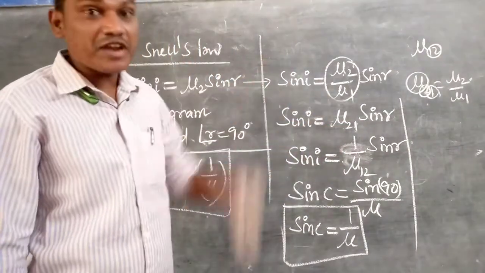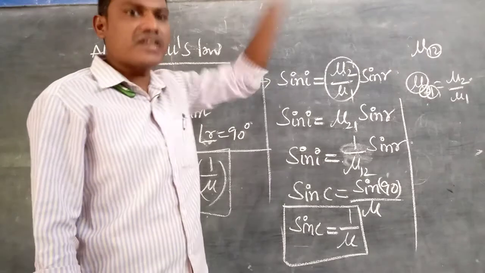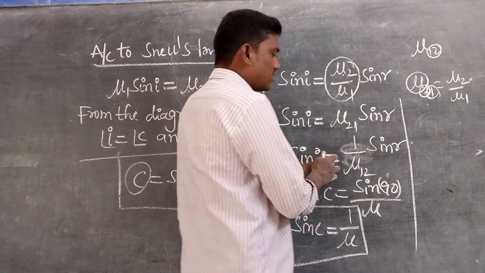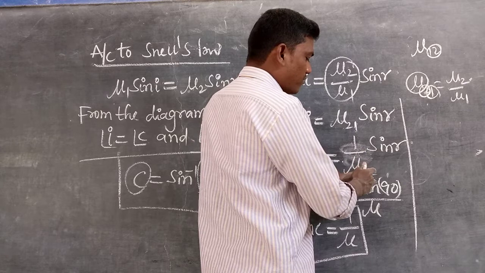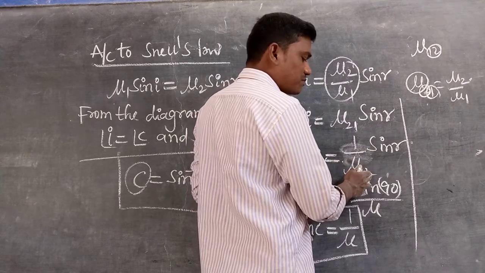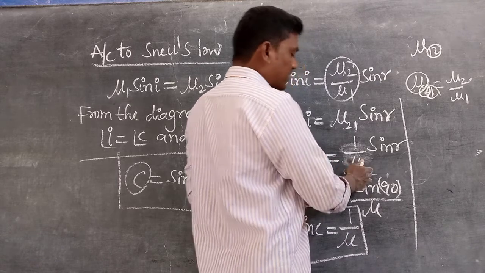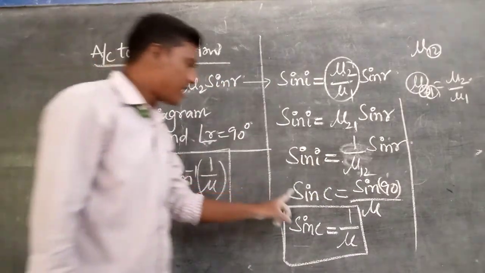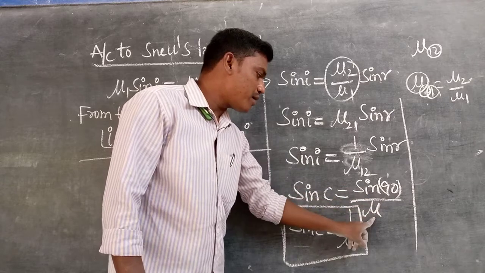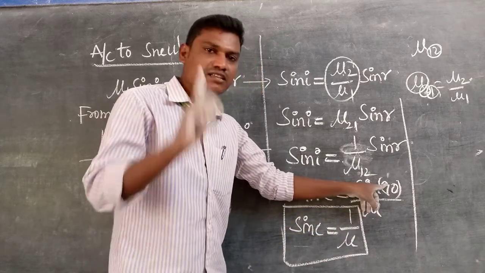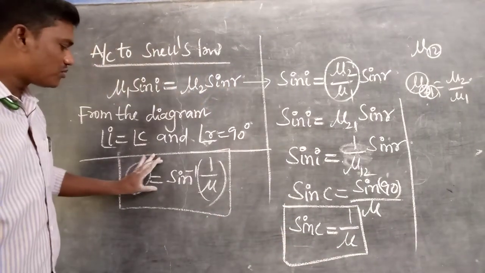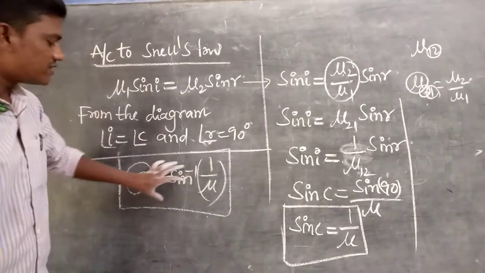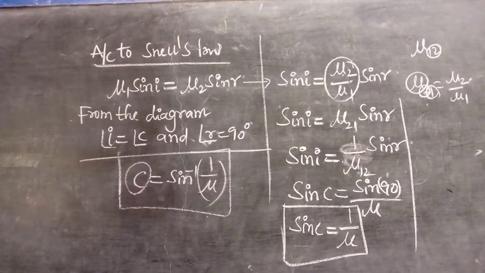But here, light travels from where to where? From the denser to the rarer medium. So that's why we need the refractive index of the first medium with respect to the second medium. Then sin I is equal to mu of 2 1, which we can write as 1 by mu of 1 2, the refractive index of the first medium with respect to the second. It is the refractive index of air with respect to water or another medium. Sin I is nothing but C. That's why sin C is equal to sin 90 upon mu, and sin 90 is 1, so sin C is equal to 1 upon mu. Then C is equal to sin inverse 1 by mu. So this is the formula to find the critical angle.